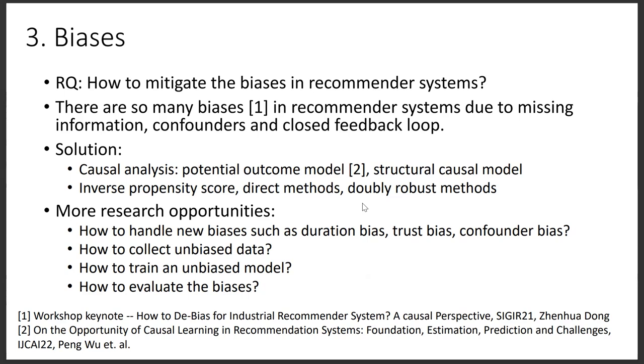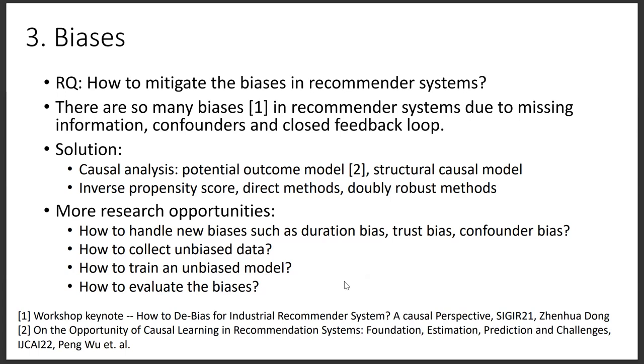And there are some solutions. In the past few years, we try to use the causal method to handle it. We make use of the causal framework, the potential outcome framework. We have a survey paper here. And we can also use the structural causal model to analyze this kind of bias. We try to use some methods like inverse propensity score, IPS, direct method, and the doubly robust method to mitigate this kind of bias.